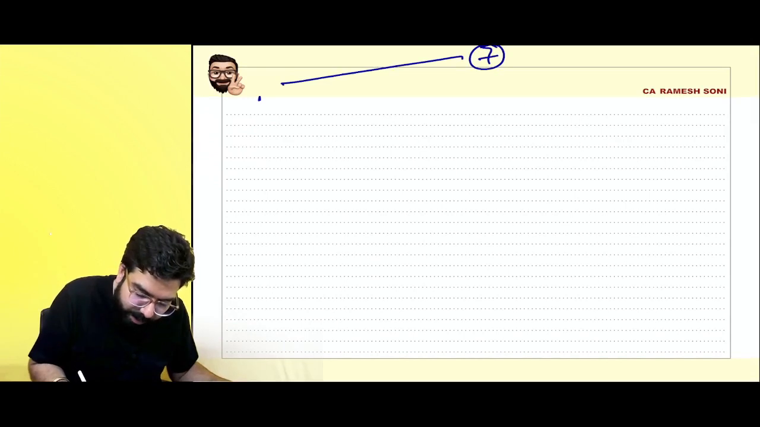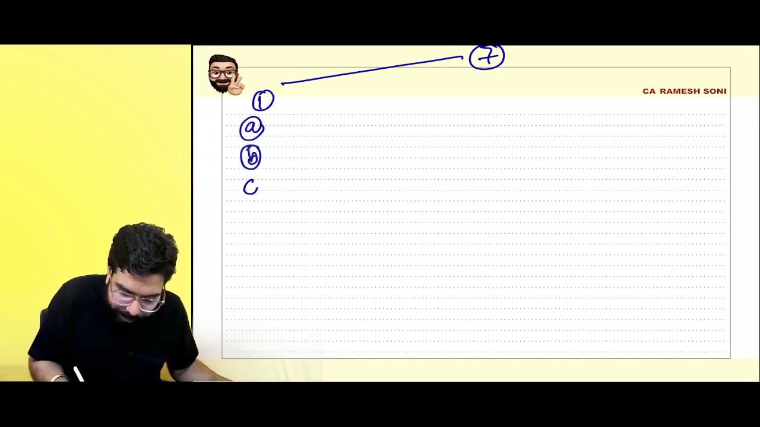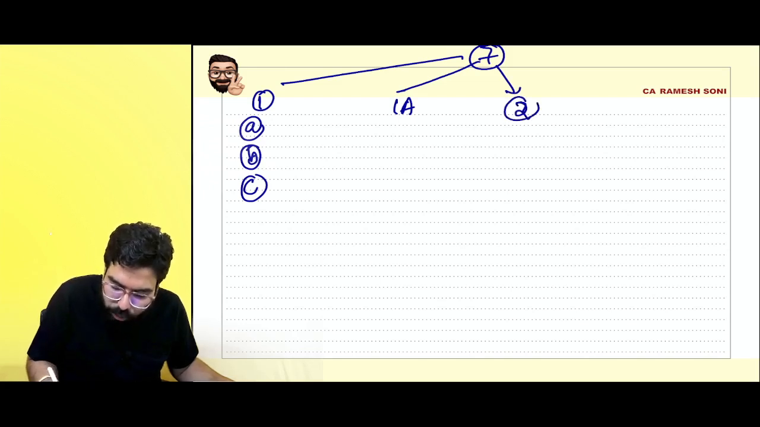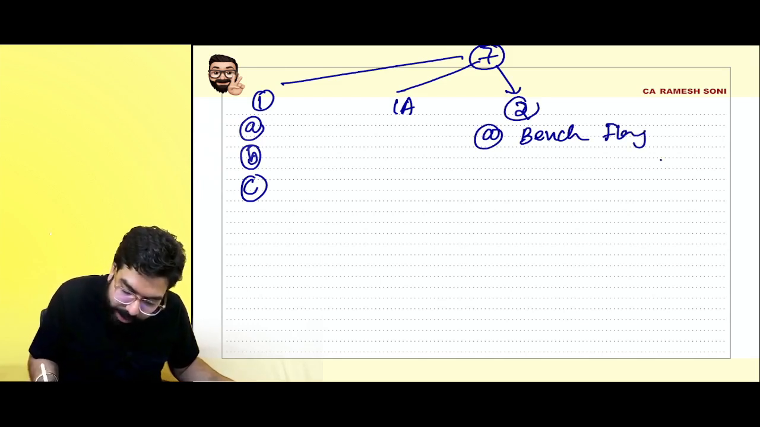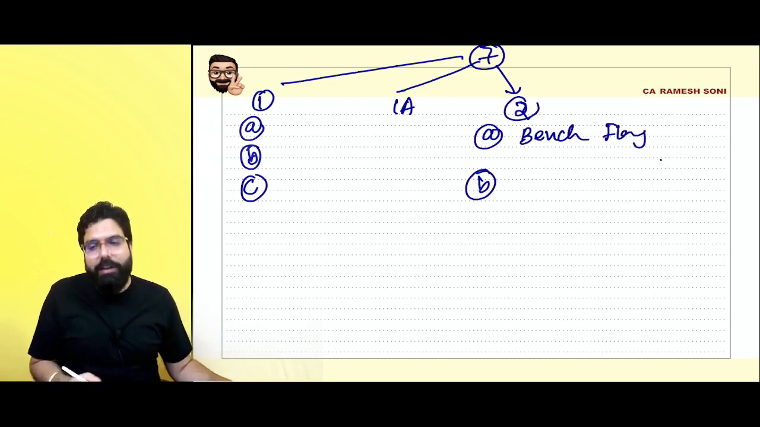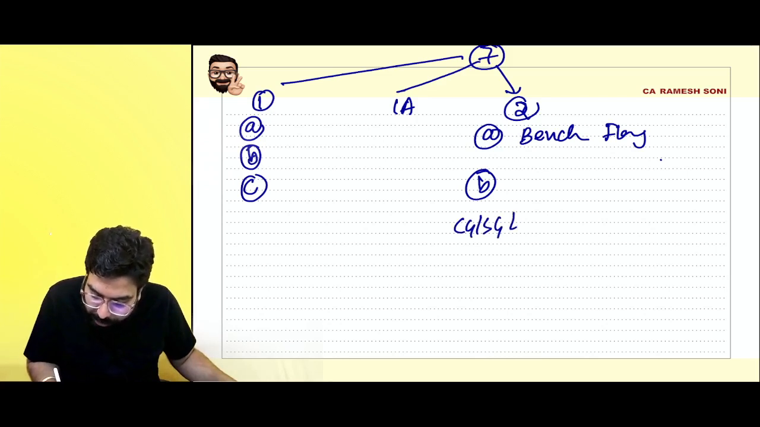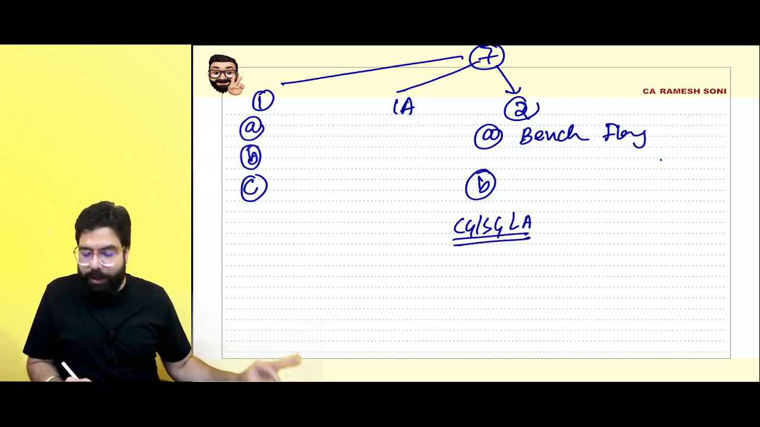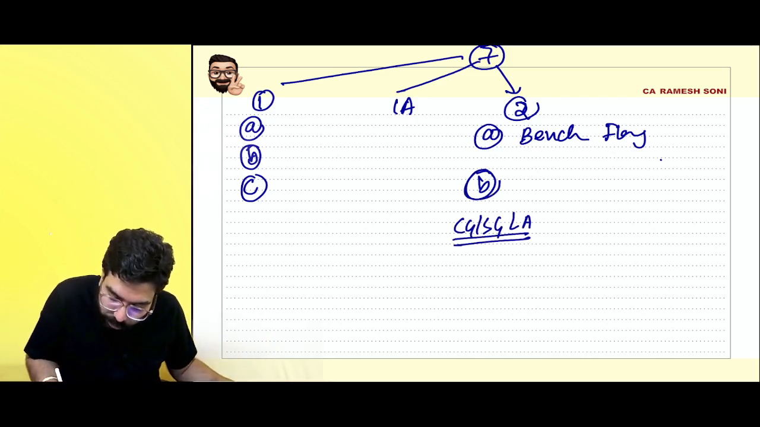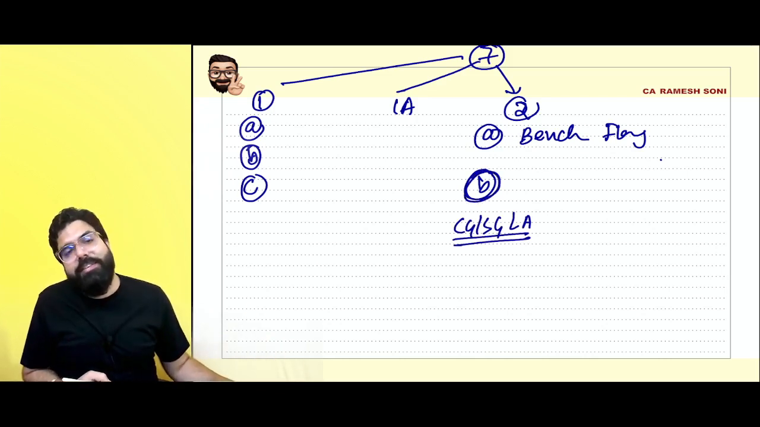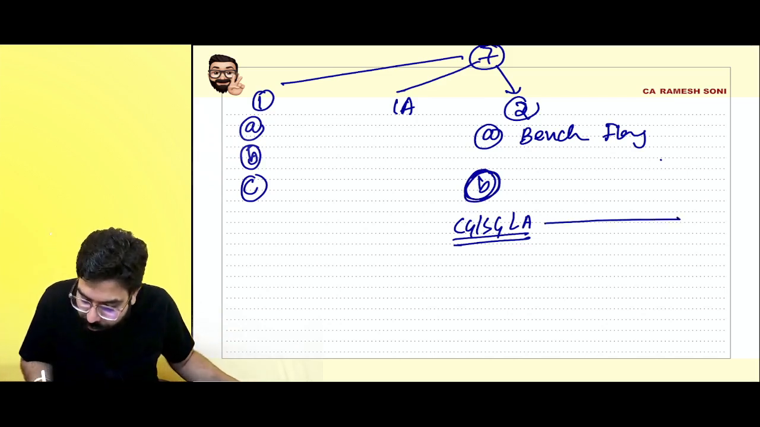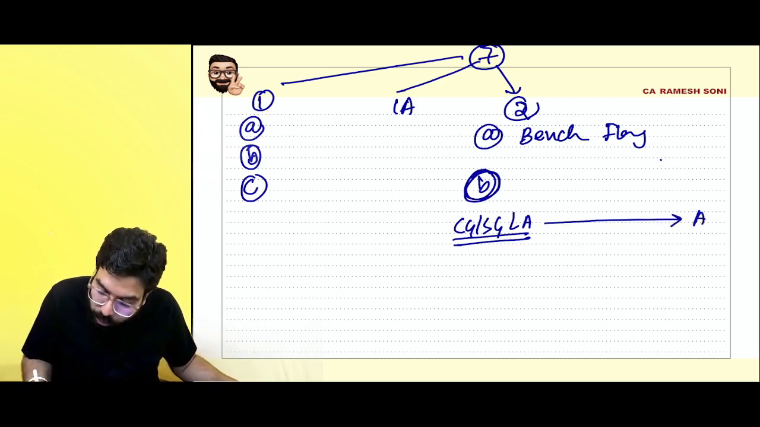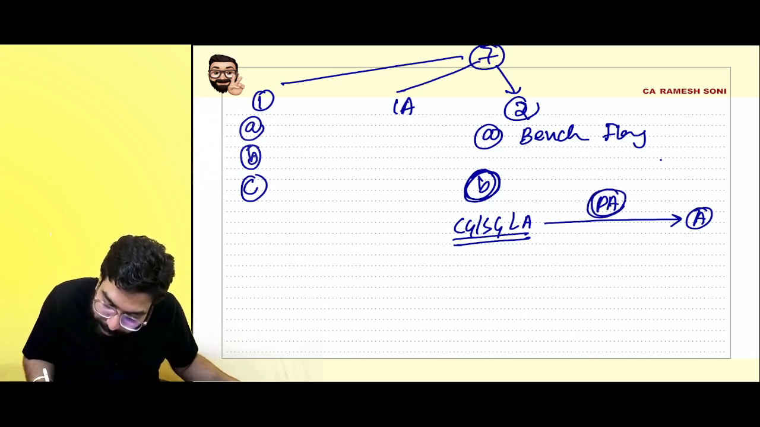We learned section number 7, section 7.1a, b and c done. Section 7.1a capital A done. Section 7.2a done, which told about bench flag. Now the next one over here, B, it says central government, state government, local authority activities. Section 7.2b also talks about those activities of central government, state government, local authority which they are undertaking, those activities which are undertaken as public authority.